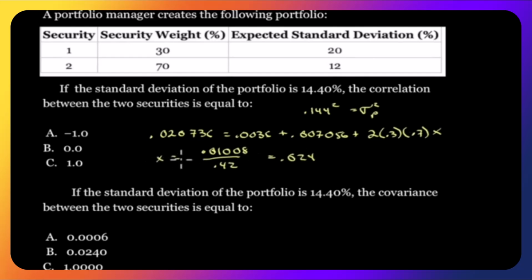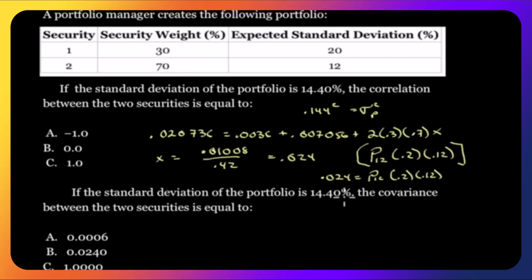X equals covariance. So I know that my correlation rho 1,2, I multiply by the standard deviation of the first asset and the standard deviation of the second asset. That's covariance, and I know that it has to equal 0.024. So 0.024 must equal rho 1,2 times 0.2 times 0.12. And if you multiply 0.2 times 0.12, you'll get 0.024. So 0.024 must equal something times 0.024. This rho 1,2 must equal 1. Do we have a 1? We do.